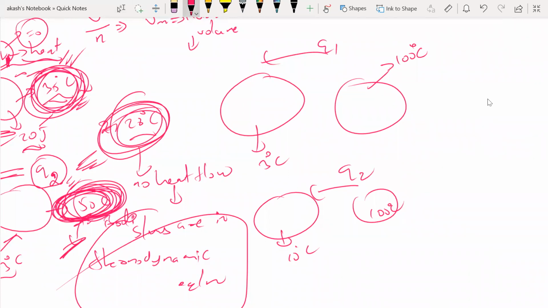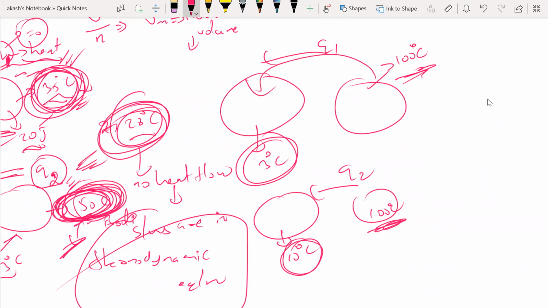Again, what are you seeing here? Here it is very hot, here also it's very hot, 100 degrees Celsius, 100 degrees Celsius. Here it is at 3 degrees Celsius, very cold, and here it is quite warmer at 10 degrees Celsius. So definitely from 100 to 3, you will have a lot of heat exchange happening, whereas from 100 to 10, the amount of heat transfer will happen, but that would be less. Q1 will be greater.